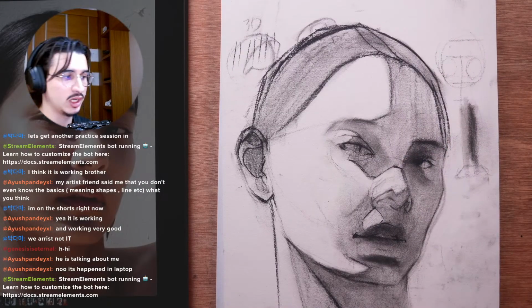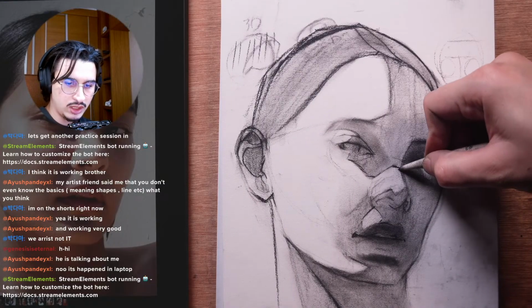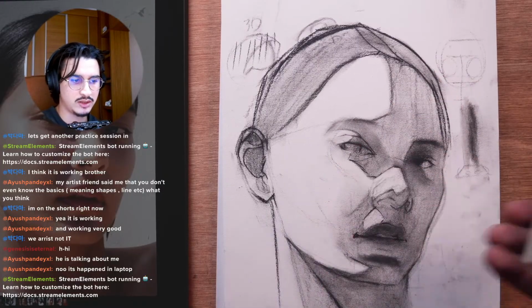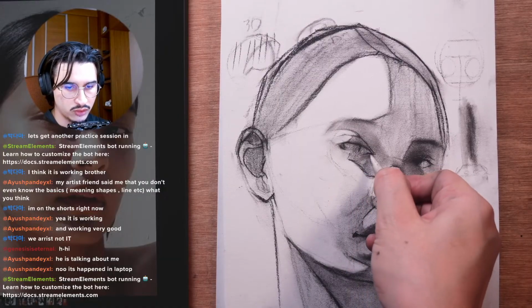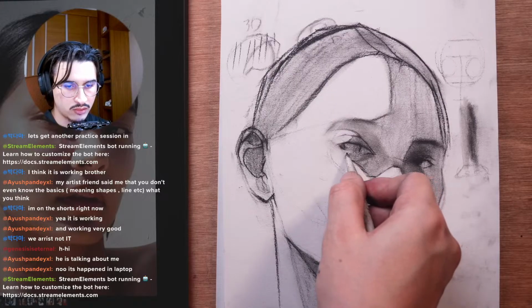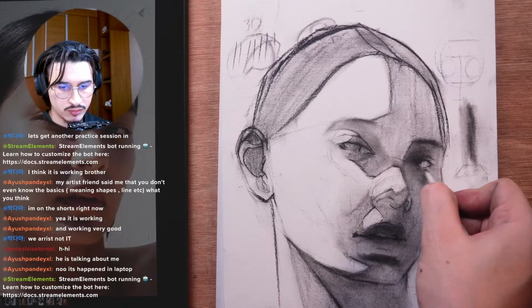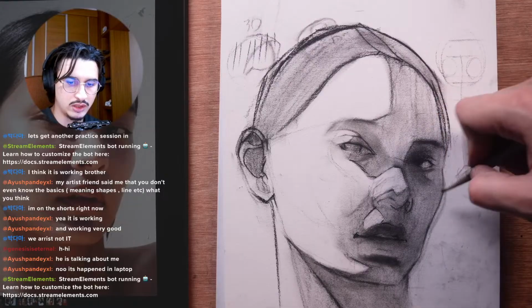I use this one sometimes. It's a paper stump, I guess. Yeah, it's the same one, but I use it for darker areas, just to add definition.